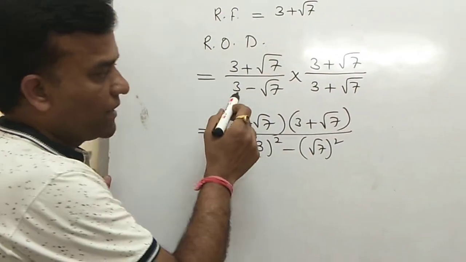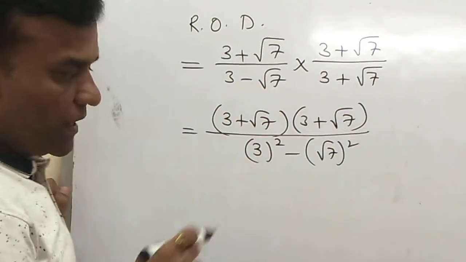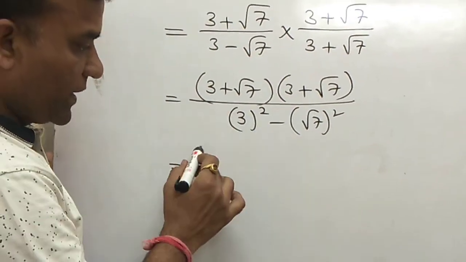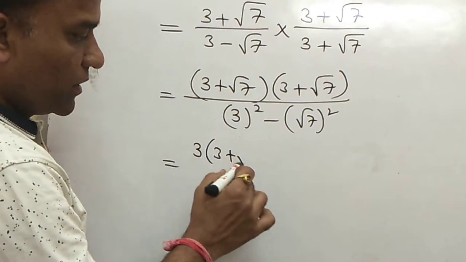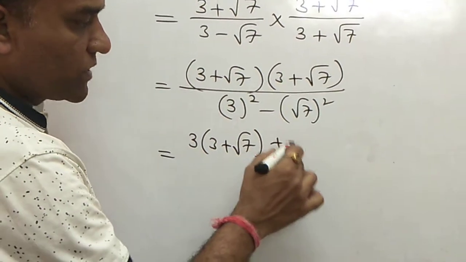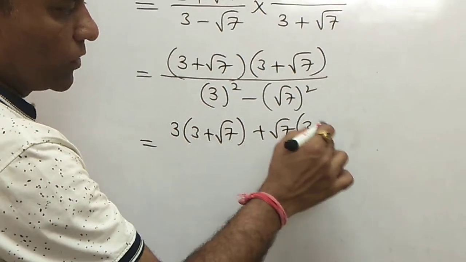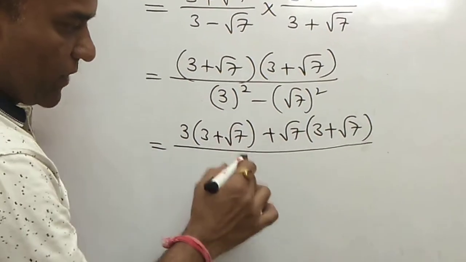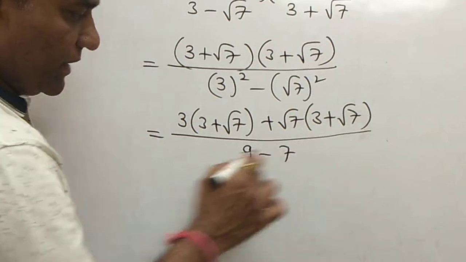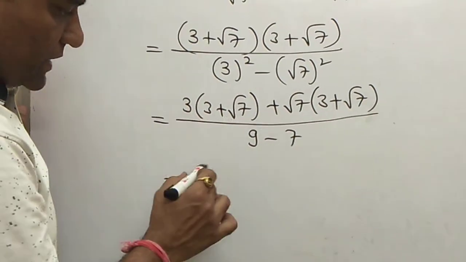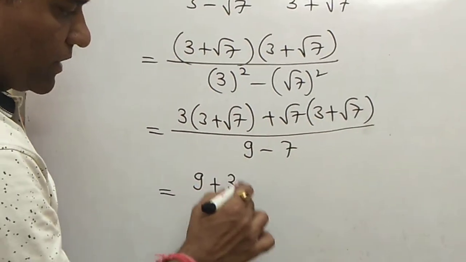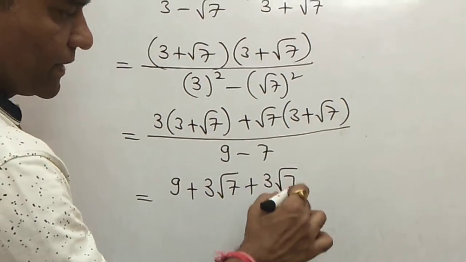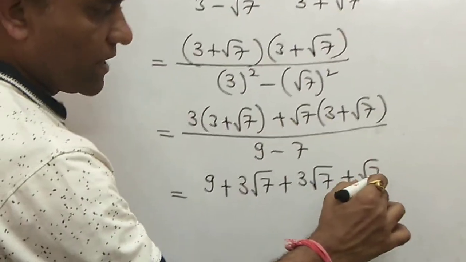So here we form the identity, because (a minus b)(a plus b) gives a square minus b square. Now multiply the numerator: 3 into the other bracket plus root 7 into the other bracket, and you put the denominator as it is, both times the same. After simplifying, 9 minus 7, and now 3 3s are 9, plus 3 root 7, again 3 root 7, and root 7 into root 7.